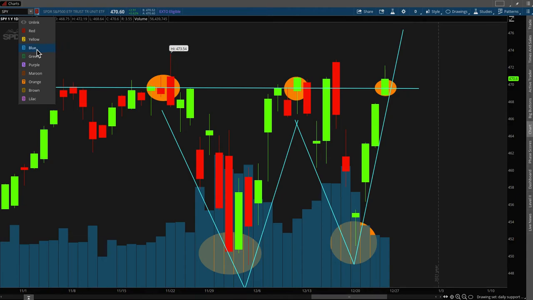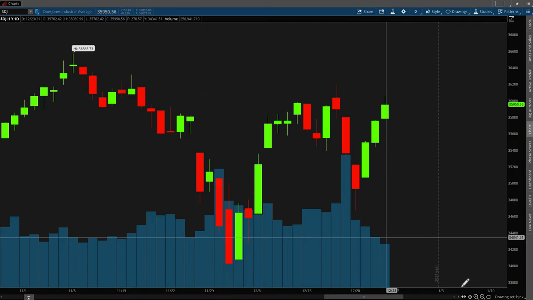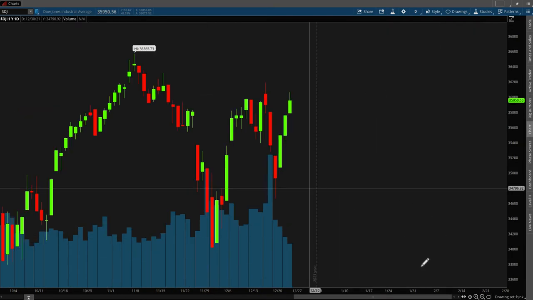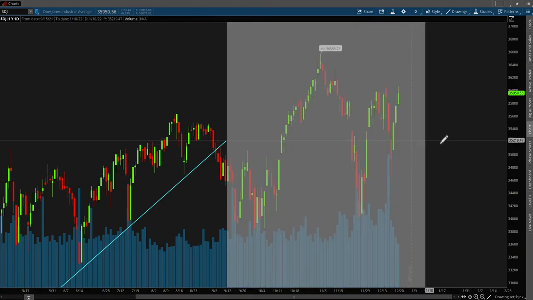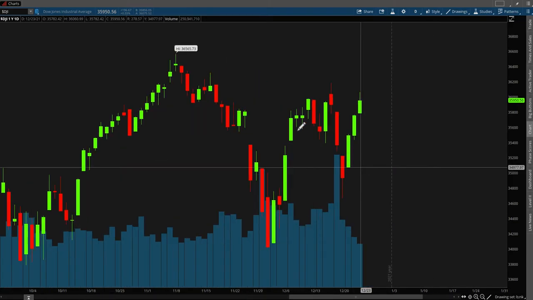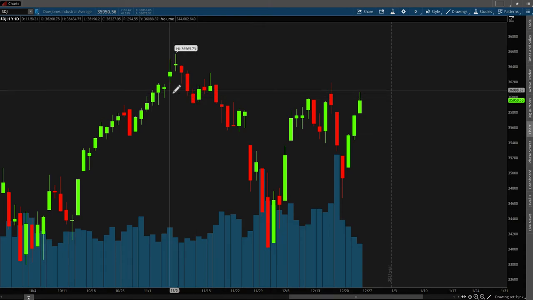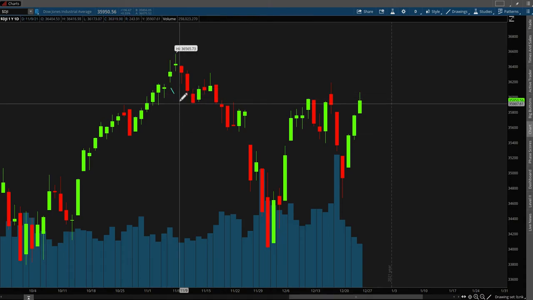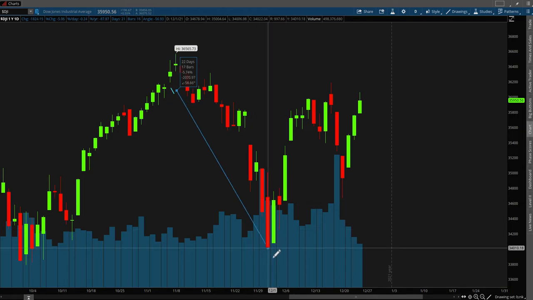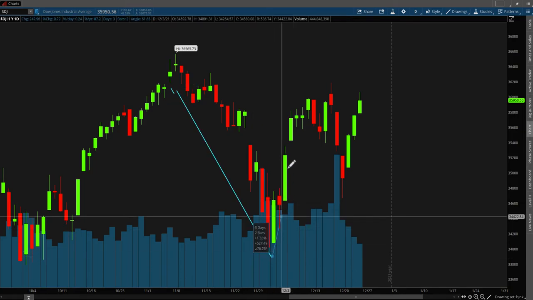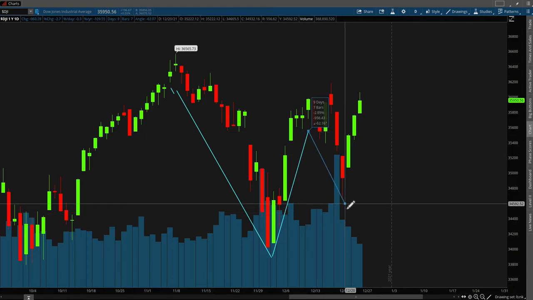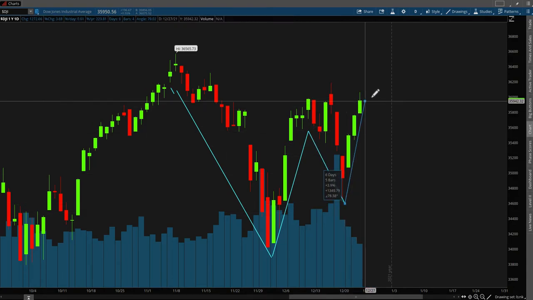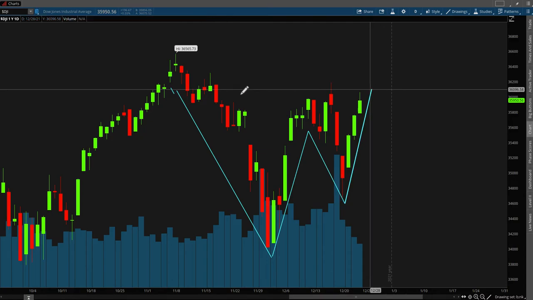Now let's go check out the Dow Jones Industrial. Honestly, I would still call this a double bottom. We're gonna zoom in right here. I would call this a double bottom, but it's not the best double bottom in the world, in terms of charts. But look, we're looking at the Dow Jones Industrial, and it is forming a double bottom.